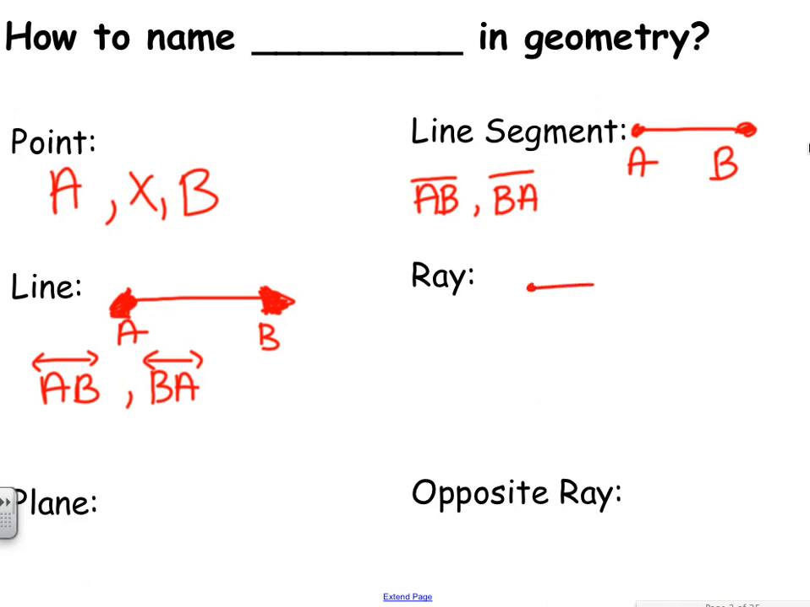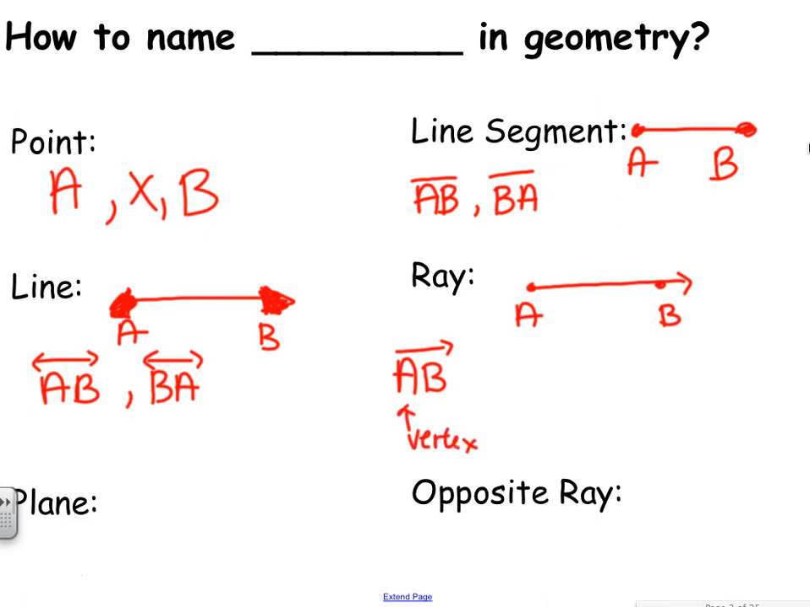A ray. So we could say AB. Now there's only one way to name this ray, and you have to start with the starting point, or the vertex, and then it is going that direction. So that's how you name a ray. Two letters with the ray symbol over it, and you've got to start with the letter A because you start with the vertex.